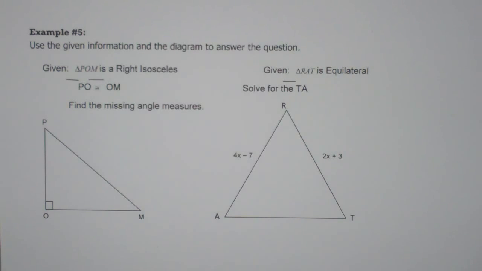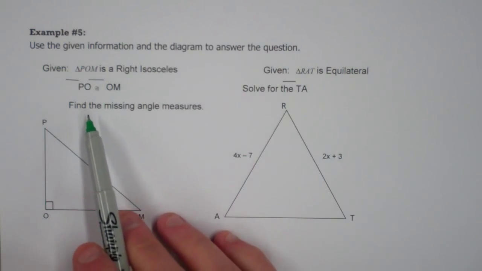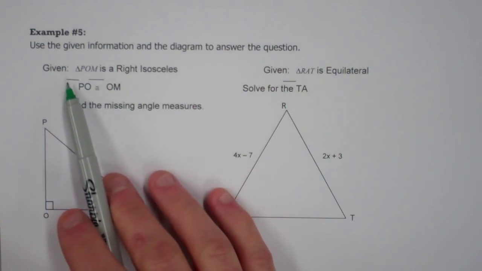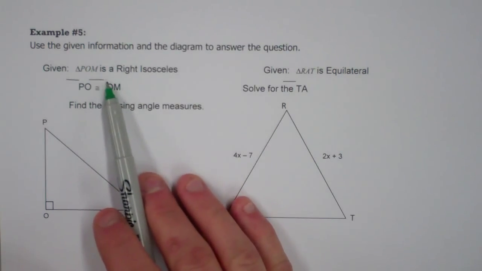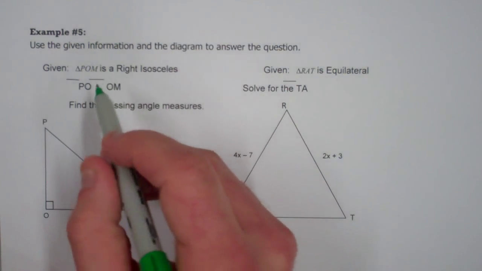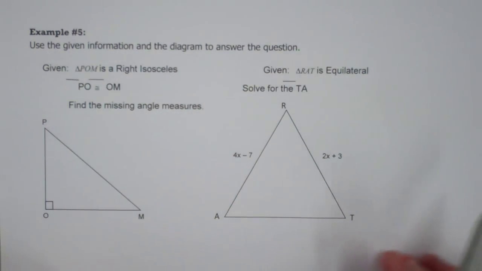In example 5, we want to use the given information and the diagram to answer the question. So let's do the one on the left-hand side, and we'll read the given information, and then we'll try to find the missing angle measures. These line segment indications, these symbols, should really be over the PO and then the OM. They got shifted a little bit here.